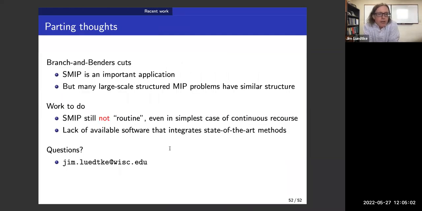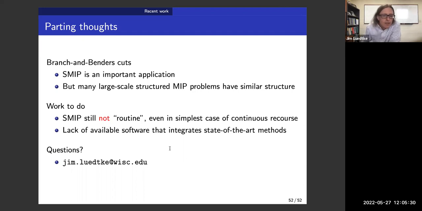Basically, this branch and Benders cut method can be very useful for stochastic integer programming. But I want to mention that it's not only stochastic integer programming. Any kind of large block structured mixed integer program, you can try a decomposition algorithm like this, and it's going to look very similar. So it's useful more broadly than just stochastic integer programming.